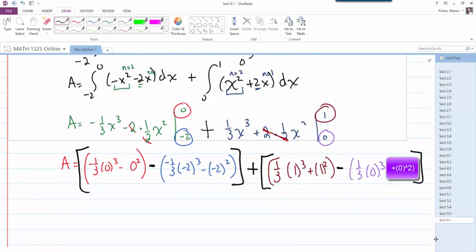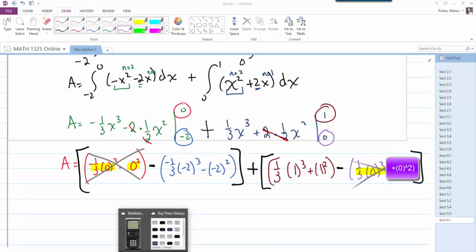So we can put all of this into a calculator. There's just one thing that I'm going to do real quick just to make the calculator computation a little easier. Please notice that here, this is -1/3 times 0 minus 0. Well, anything times 0 is 0, and 0 minus 0 is 0. So this term basically is just 0. Same thing for the last term. I have 1/3 times 0 cubed plus 0 squared. Well, anything times 0 is 0, and 0 plus 0 is 0. So those terms don't need to be put into a calculator because they're just going to be 0.